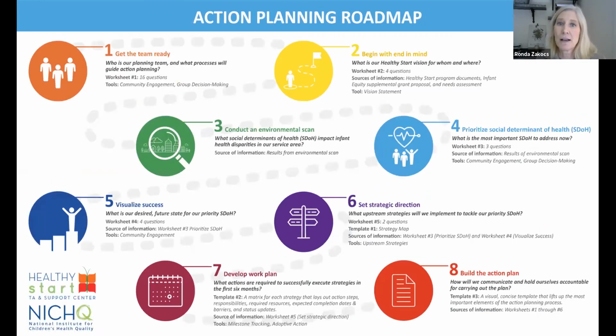So the action planning roadmap has these 8 steps, and I'm just going to quickly highlight these 8 steps for those of you who did not have an opportunity to look at the packet. But the first step is really get the team ready. Many of you have already established planning teams and are moving forward on it. And it's always really helpful to really clarify who is our planning team and what processes will guide action planning. In that worksheet, there's 16 questions, and some of these questions you may have already addressed, some of them may be new, but it's really to get you all together to be most effective as you move through the action planning process. And there are some tools that potentially could help you think through some of these things when that toolkit is ready.